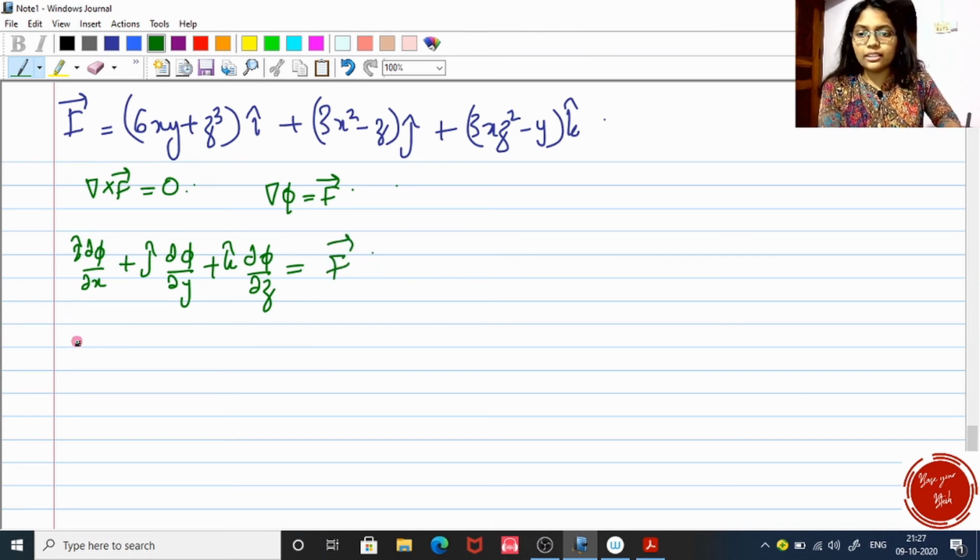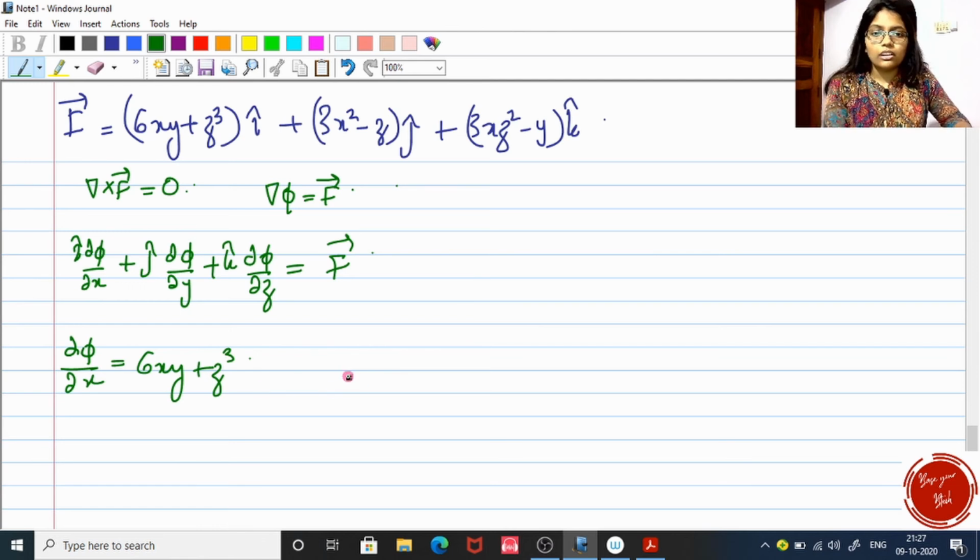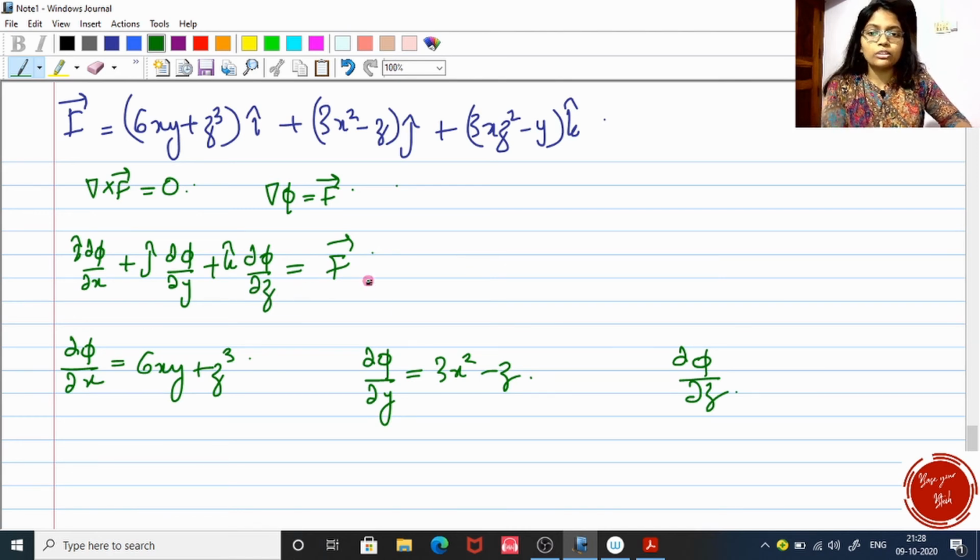So let's compare this. Dou phi by dou x is equal to the i component of this vector F, 6xy plus z cube. Okay, and next dou phi by dou y is equal to 3x square minus z. Finally, dou phi by dou z. In the LHS side, dou phi by dou z is equal to the k component of the vector F, 3xz square minus y. Now we have to remove all this derivative and just get the scalar potential phi alone.